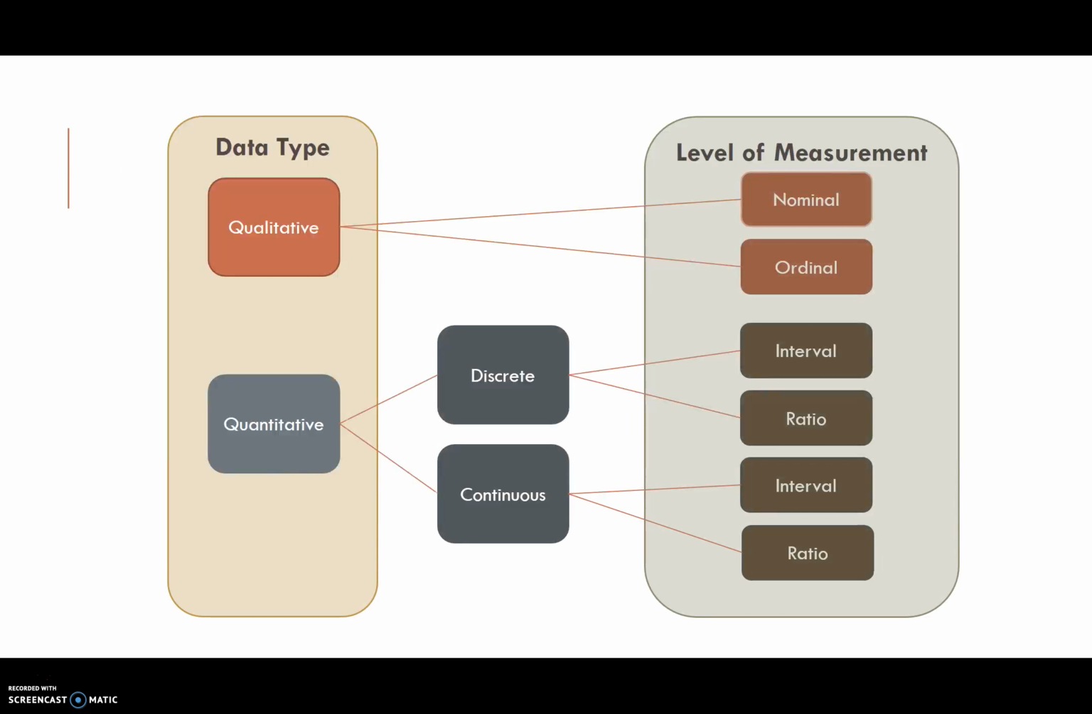So we like to visually display these different types of data and their levels of measurement through this graphic here. You can see that qualitative data go with the nominal and ordinal levels of measurement. And quantitative data, which we can subdivide into discrete and continuous, each have interval and ratio data associated with them.